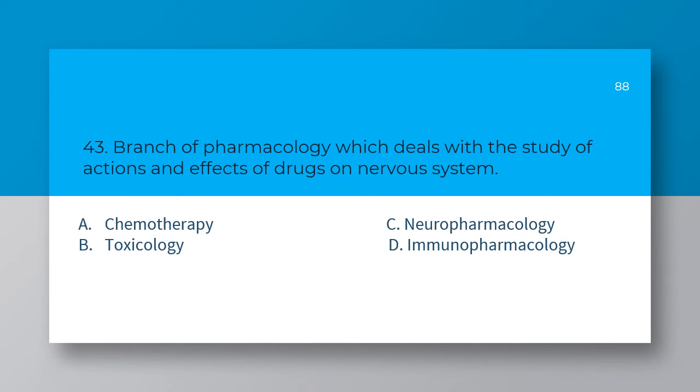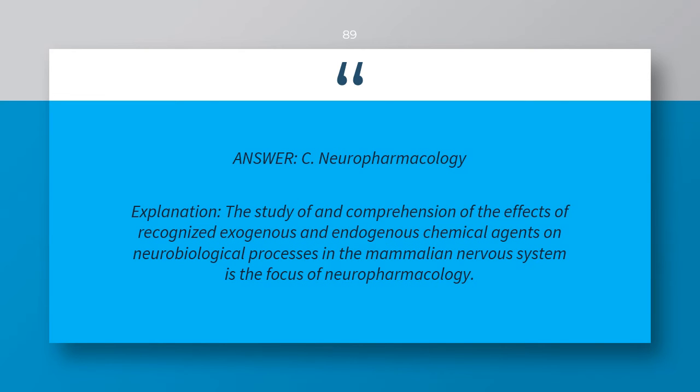Number 43. Branch of pharmacology which deals with the study of actions and effects of drugs on nervous system. Answer is C. Neuropharmacology. The study of and comprehension of the effects of the recognized exogenous and endogenous chemical agents on neurobiological processes in the mammalian nervous system is the focus of neuropharmacology.